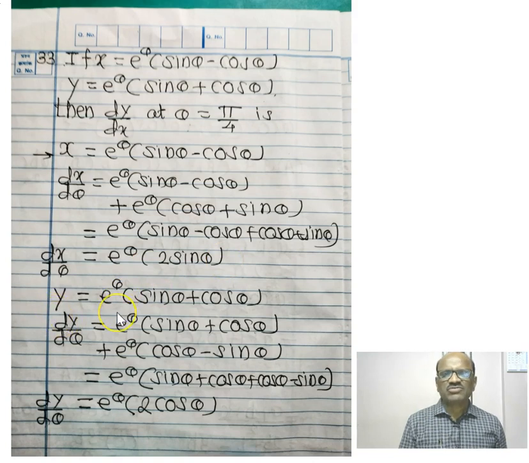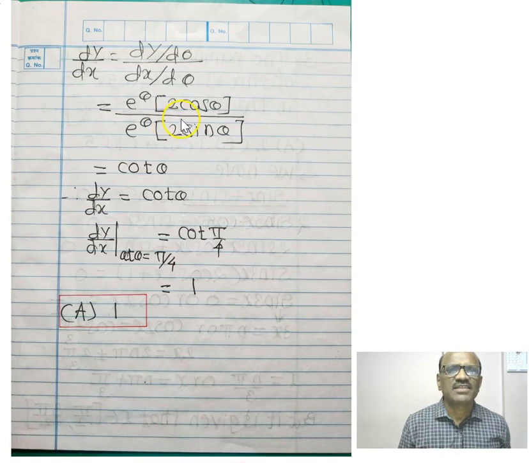Now next term is y = e^theta (sin theta + cos theta). Therefore dy/d theta = e^theta (sin theta + cos theta) + e^theta (cos theta − sin theta), since the derivative of sin is cos theta and the derivative of cos theta is minus sin theta. Take e^theta as common, then plus sin theta and minus sin theta get cancelled. Then you are getting 2 cos theta. Now dy/dx = (dy/d theta)/(dx/d theta), and simplifying this, you get cot theta. Now dy/dx at theta = pi/4, the cot of pi/4 is 1, and hence option A is correct.